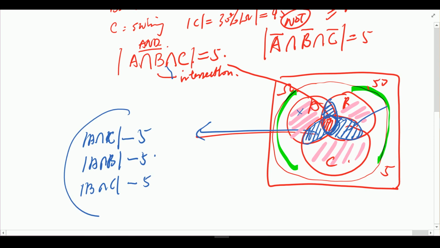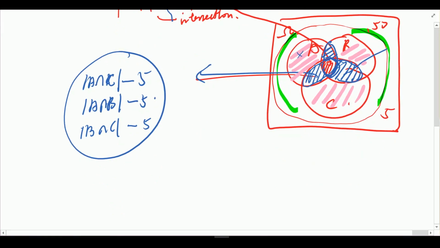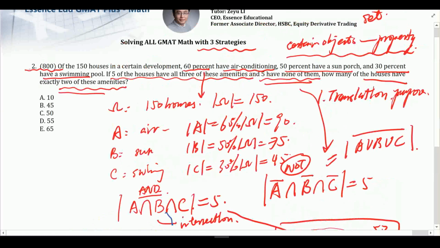So the final purpose, with the help of a Venn diagram, I can finally translate what you want. The purpose is equal to A and C plus A and B plus B and C minus 15. That is what we want. So now I have finished my first step, translation.